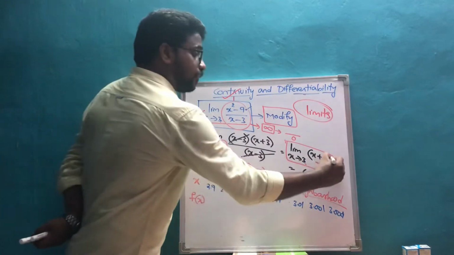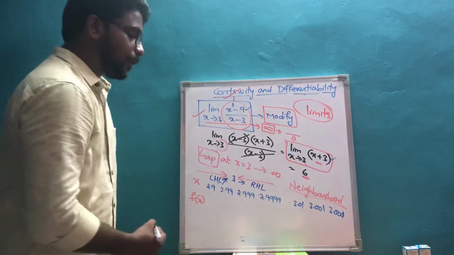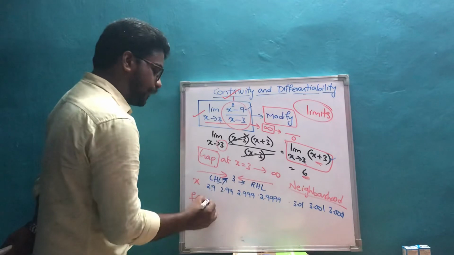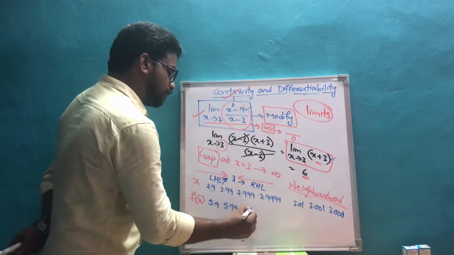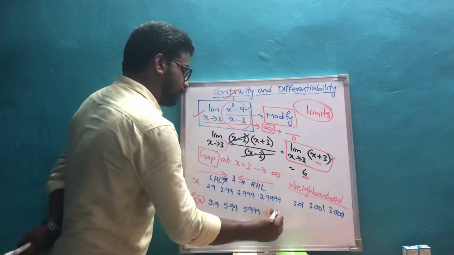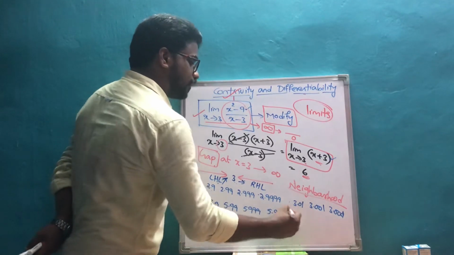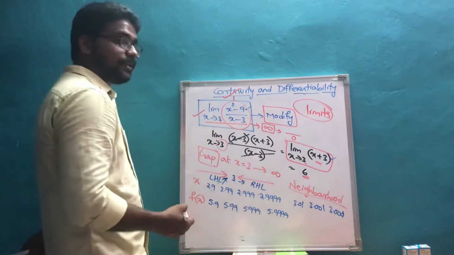Now you have a function f of x as x plus 3. Substitute x with 2.9, you are getting 5.9, 5.99, 5.999, and similarly these are all the values on the left hand side.